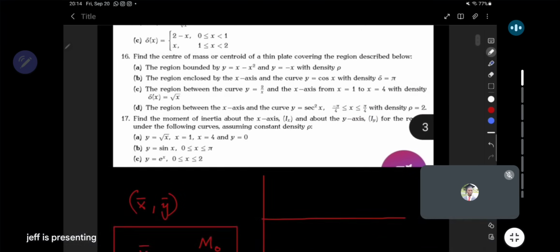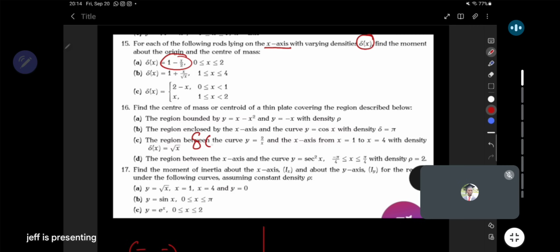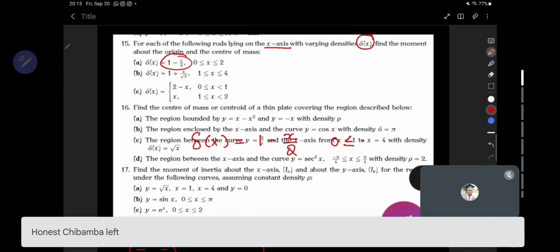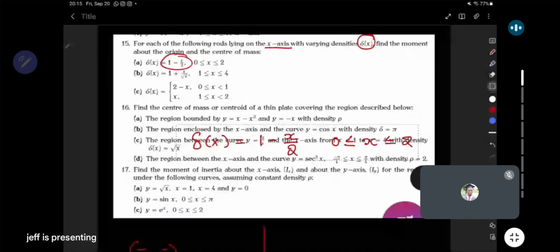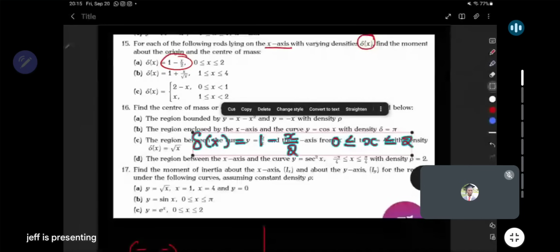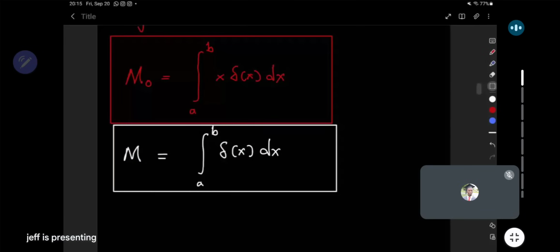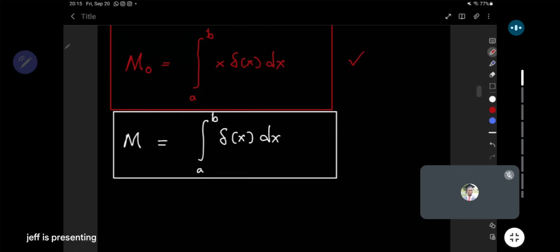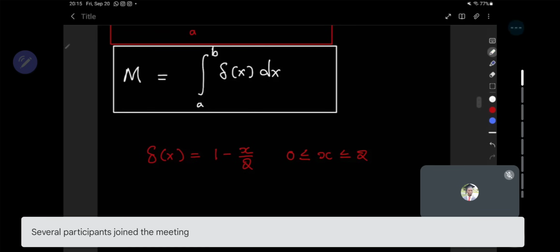Let's take the first question, for example. In the first question, what are they saying? They're saying the density has the form 1 minus x over 2, and this is changing from 0 all the way up to 2. So they want us to get the moment about the origin. Other than the moment about the origin, they also want us to find the center of mass. The moment about the origin is one of the steps we need when trying to get the center of mass. So for this expression, we'll directly start by going for the moment about the origin.